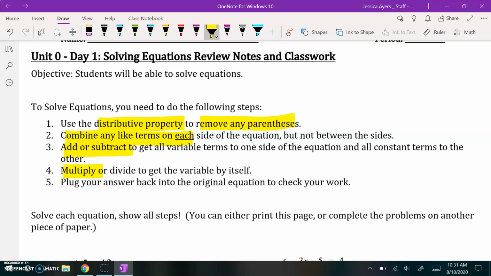Then the next thing you're going to want to do is multiply or divide to get the variable by itself. You might have to do both, but you should only have to do this once. Then you can plug your answers back in so that you can check your work and you know if you got it correct.